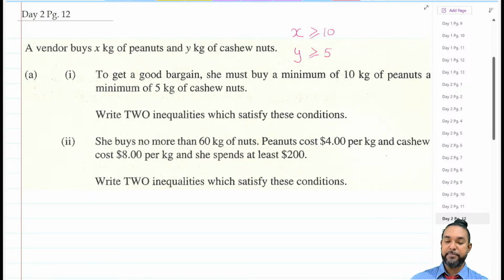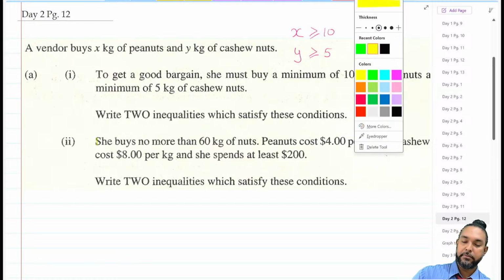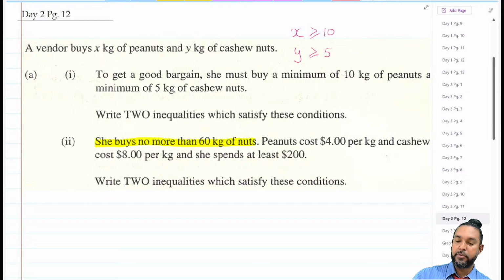Now, it says she buys no more than 60 kilograms of nuts. That's just the quantity, right? So peanuts plus cashew nuts, the kilograms, must be less than or equal to 60. So that part in yellow wasn't the budget constraint. That part in yellow is just the total quantity of nuts, peanuts and cashews.